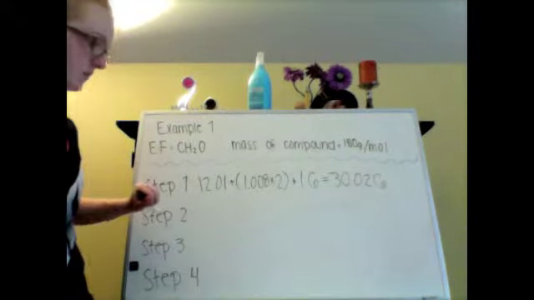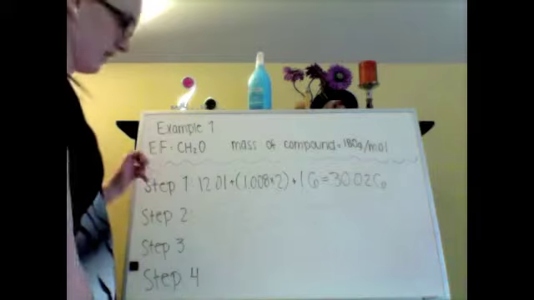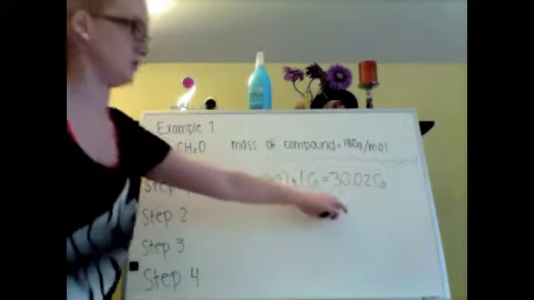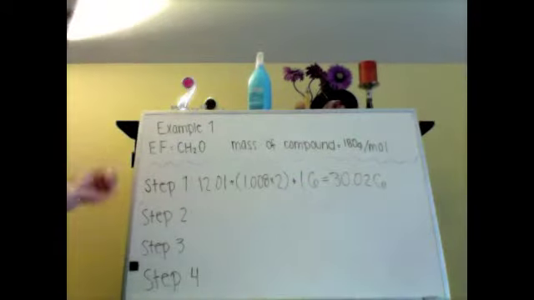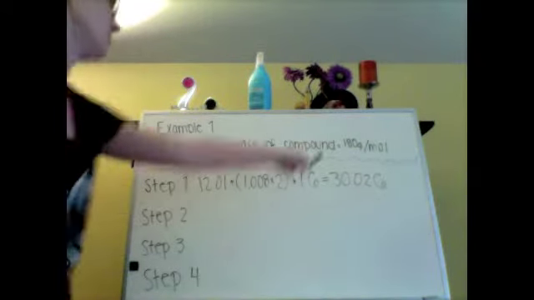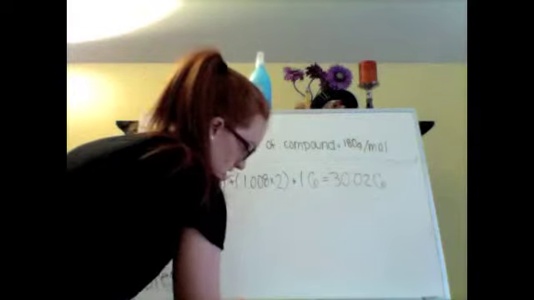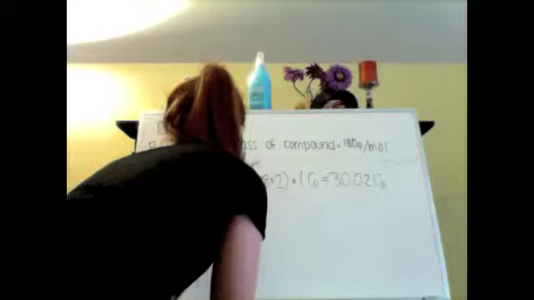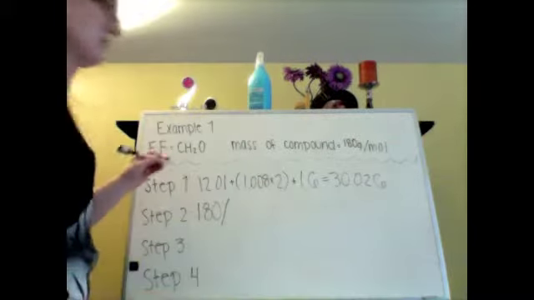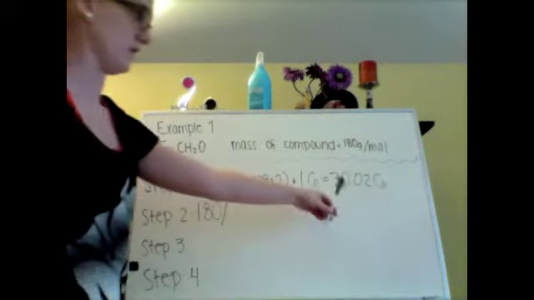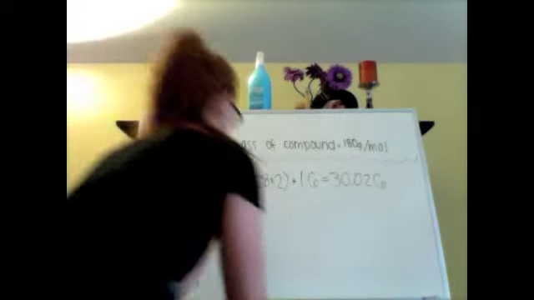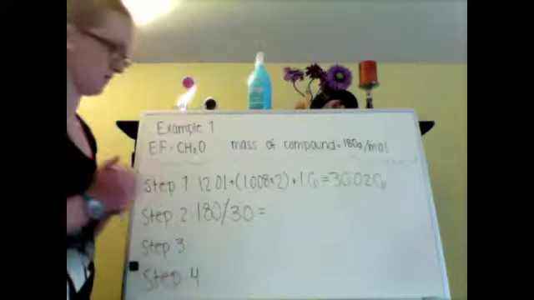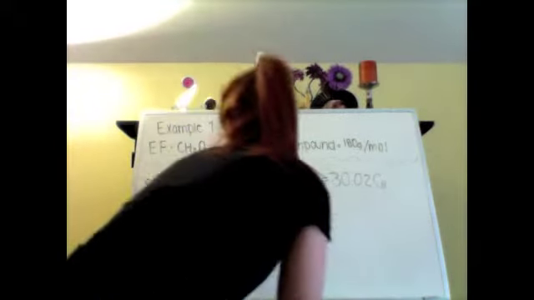Step 2, you divide the mass of the compound by the mass of the empirical formula, which you just found. The mass of the compound you're given is 180, and the mass of the empirical formula, you're just going to take 30. When you divide that, you get 6.